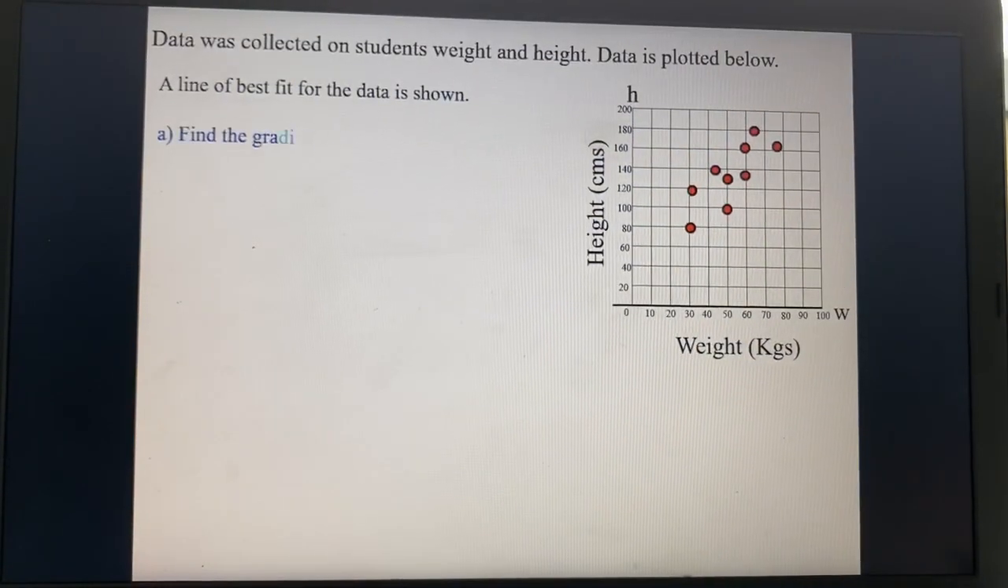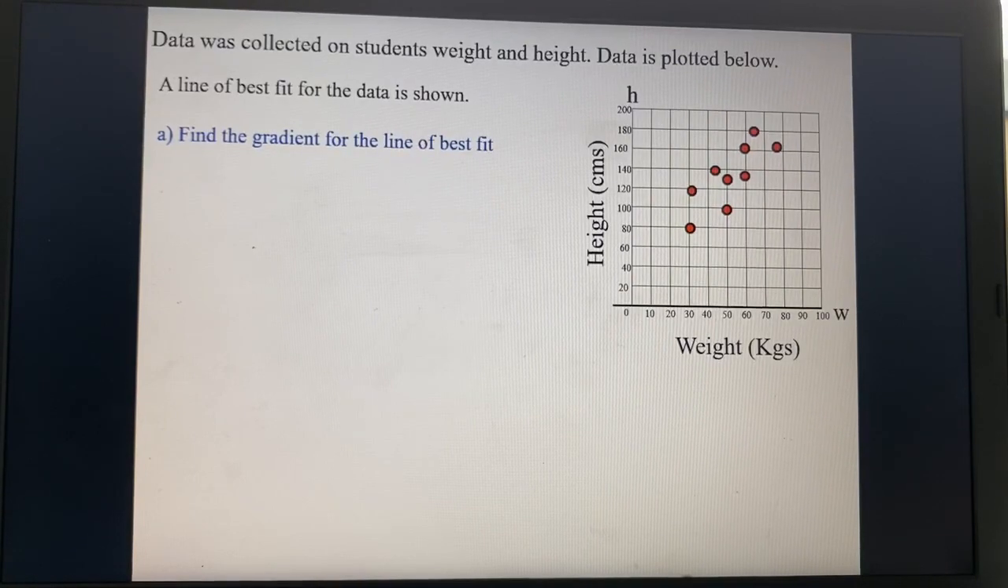Okay, so let's look at this in terms of a contextual example. What we've got here is data collected on students' weights and heights, and it's plotted into a graph. That's done for you, and a line of best fit can be drawn through that. Again that's done for you, so you can see it here. Roughly, this is not an exact thing, but roughly half the points are on one side, half on the other. It's quite tightly packed, quite strongly correlated. So that line of best fit is going through two of the points.